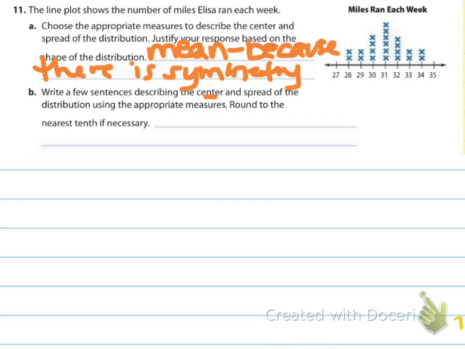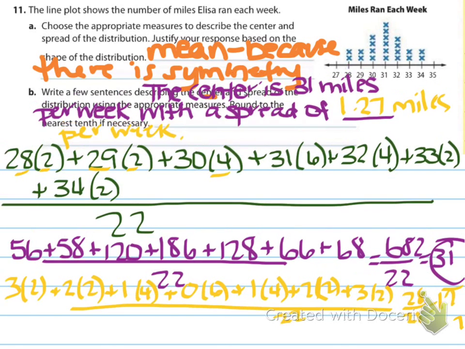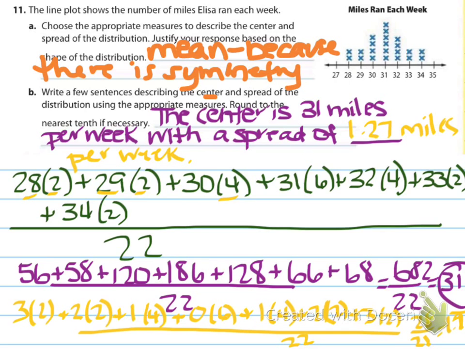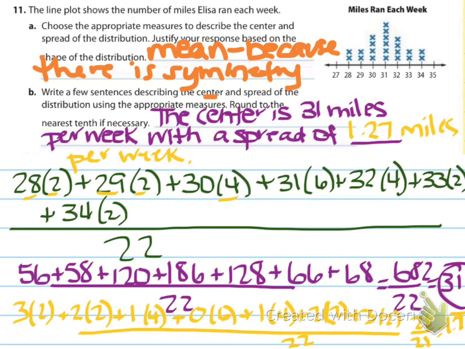So I chose the mean because there's symmetry, and that's all I needed to say for that. And then as I figured out what my actual mean and mean absolute deviation was, I found that the center is 31 miles per week with a spread of 1.27 miles per week from the center.